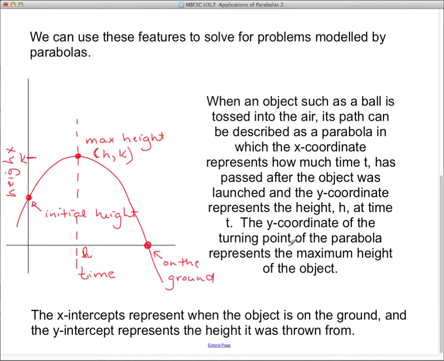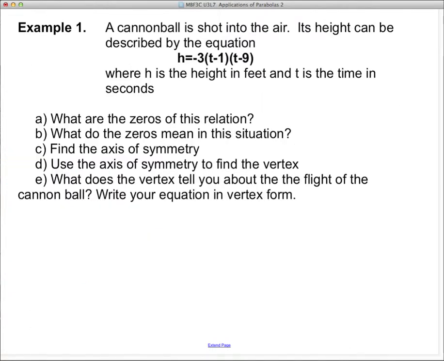The y-coordinate of the turning point of the parabola represents the maximum height of the object. So the y-coordinate, the max height, is the k, the y part, and it happens at time h. The x-intercepts represent when the object is on the ground, and the y-intercept represents the height it was thrown from. Okay, so let's have a look at an example.